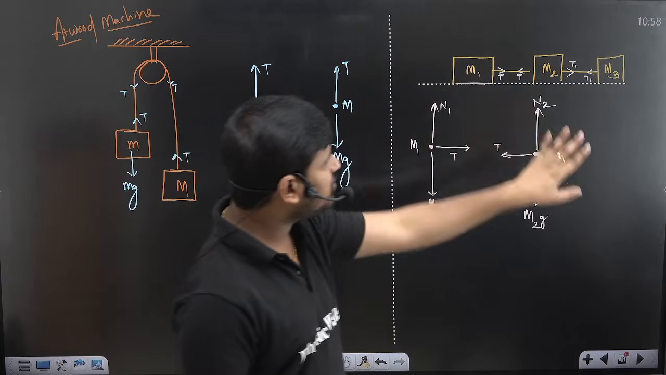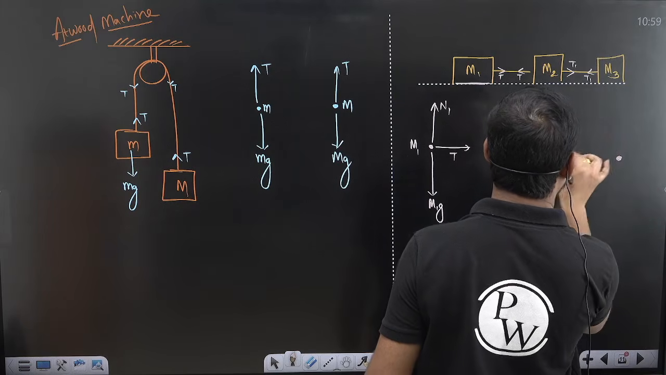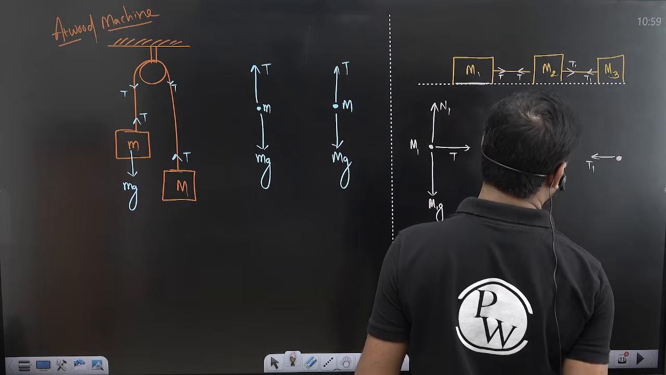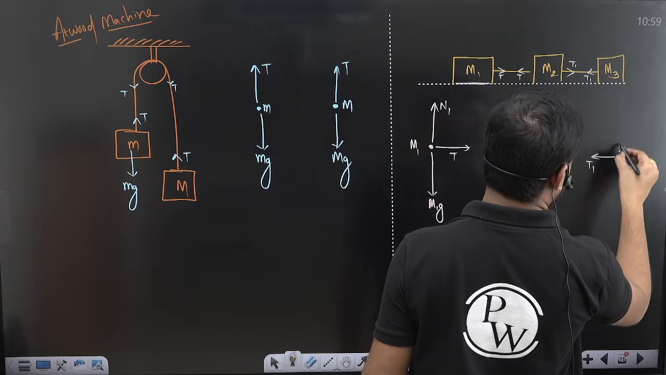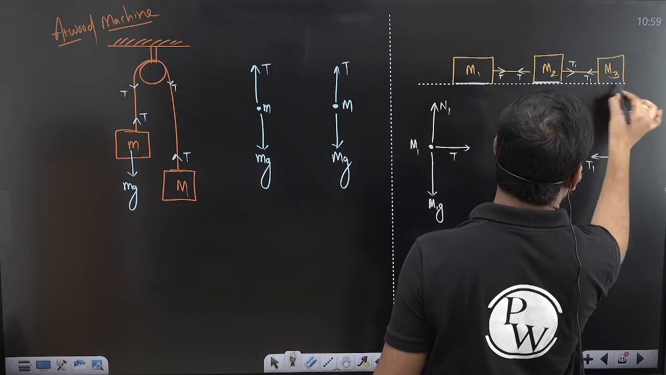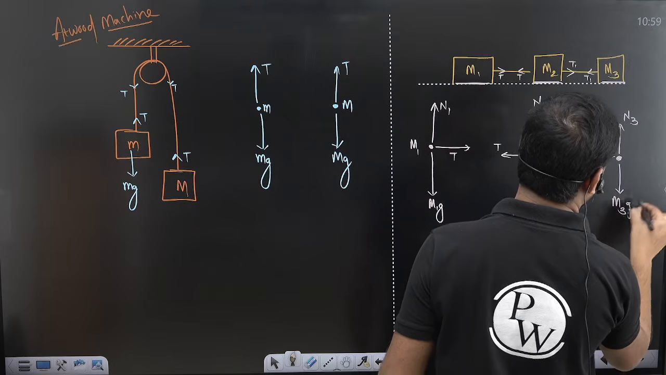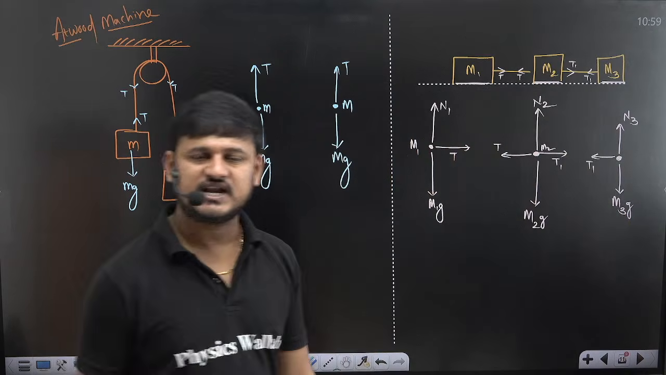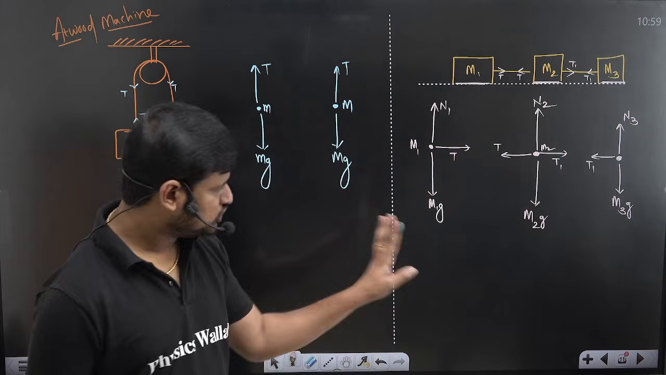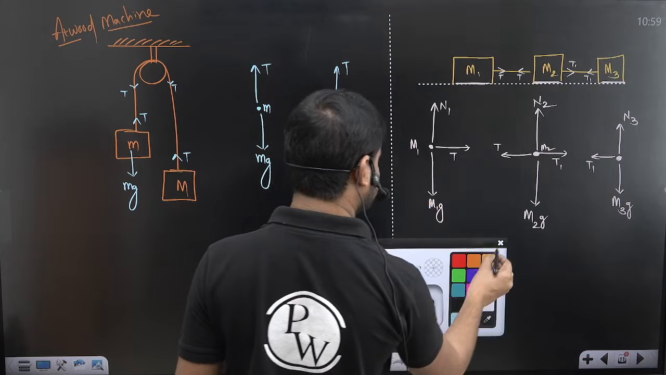Now consider the body m3. This is the m2 body. For the m3 body, this side tension T1 is acting, and upside let's consider the normal n3 because of the point of contact, and then its weight m3g. Again here also only 3 forces are acting. Understood how to draw the free body diagram? Next, you guys take this as homework.